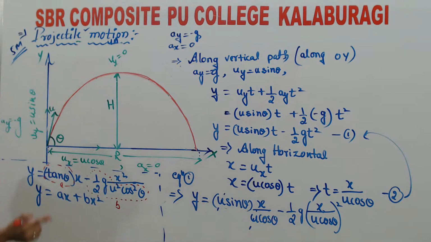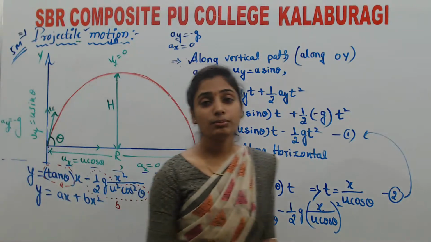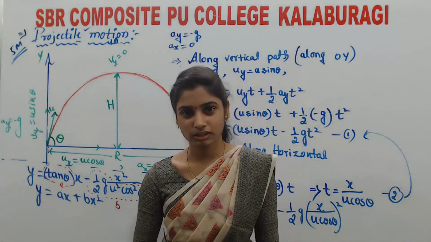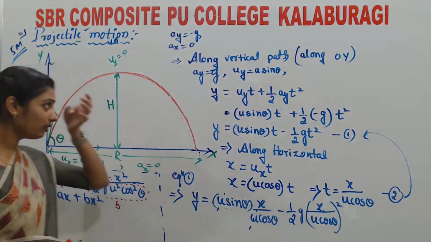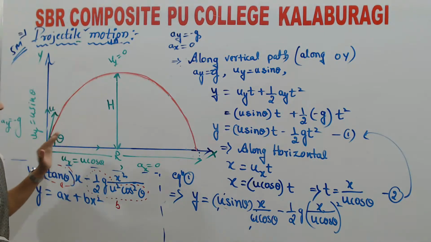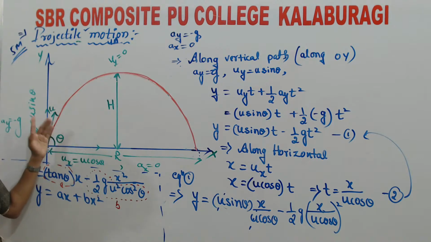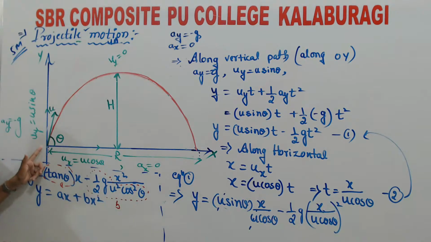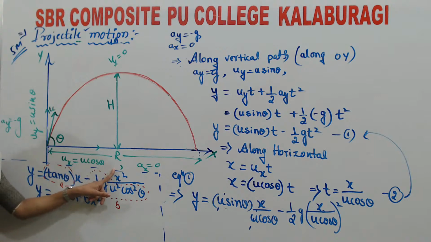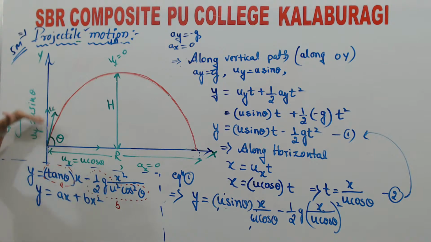So this is the most important topic, which has been asked for 5 marks many times. I hope it is clear to everyone. Let me revise it in 1 minute. See what we have to write at first. Consider a projectile which is projected with initial velocity u at an angle theta with the horizontal direction. The horizontal component of velocity is ux equals u cos theta, and the vertical component is uy equals u sin theta.